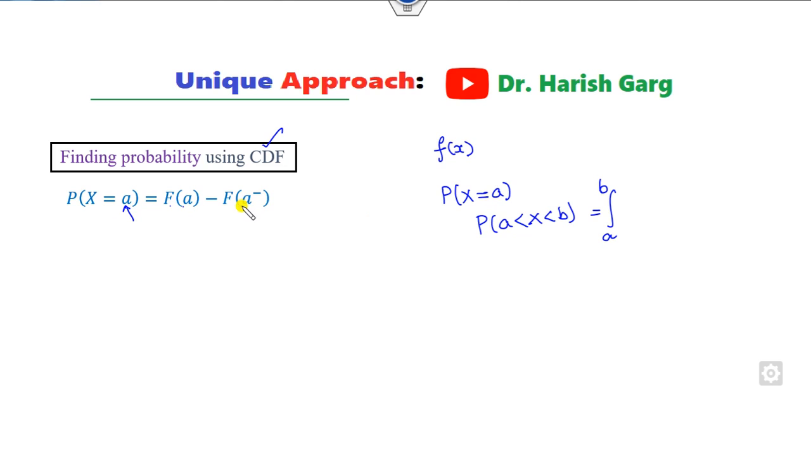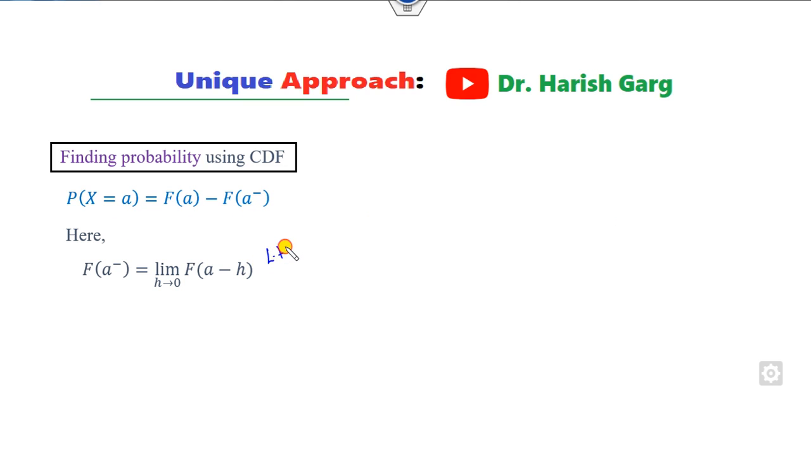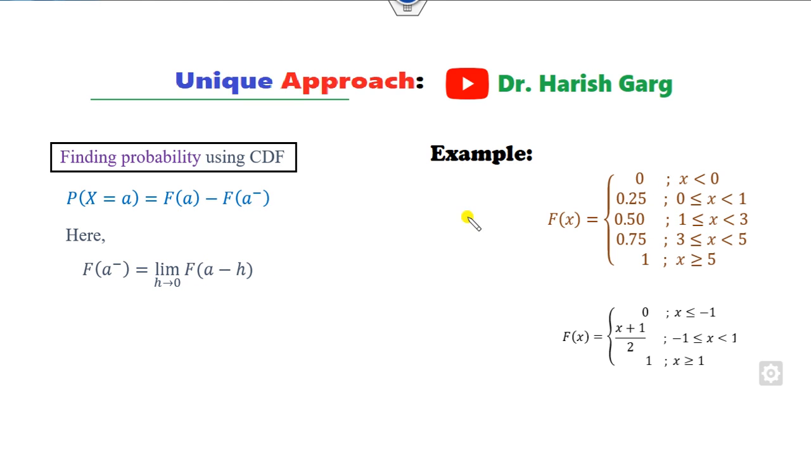F at the point A minus F at A negative. What is the meaning of A negative? That is the left hand limit of this point A. For example, here, can you find the probability at the single point, say 3? Because it's a single point, I find F of 3 minus F of 3 negative.